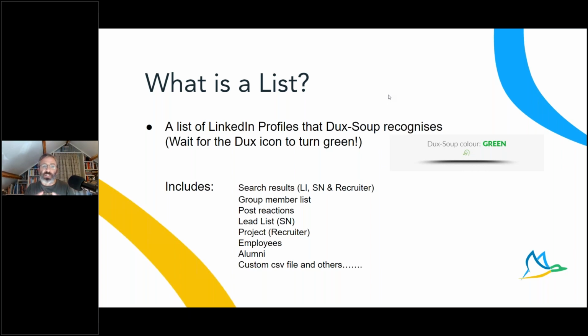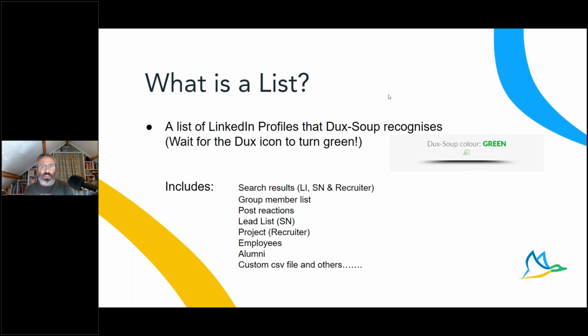And it can include, and this is not exclusive, this is just a quick snippet, it can be a search result in regular LinkedIn, Sales Navigator, Recruiter. It can be a list of group members. It could be people who've reacted to a post. It could be a lead list. It could be a project in Recruiter, etc. But you can also create your own CSV files if you've got the LinkedIn URL or the Sales Navigator URL. You can create your own custom lists to upload to Dux Soup. So lots of possibilities here.